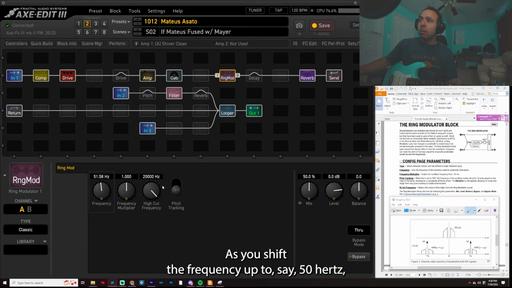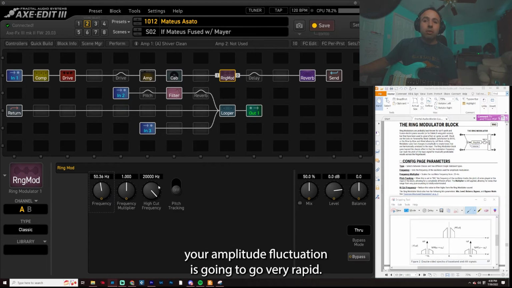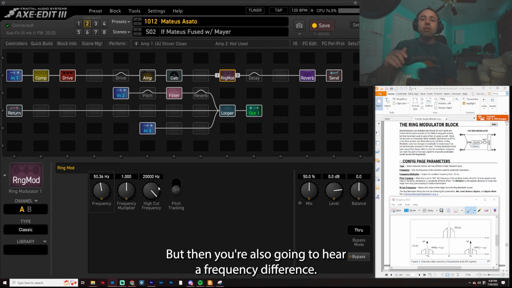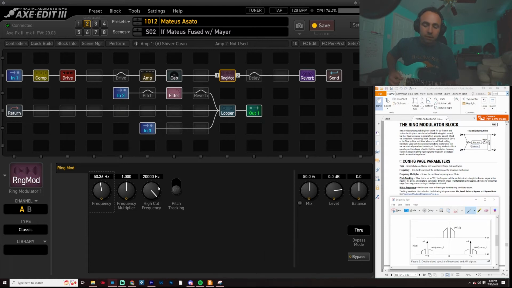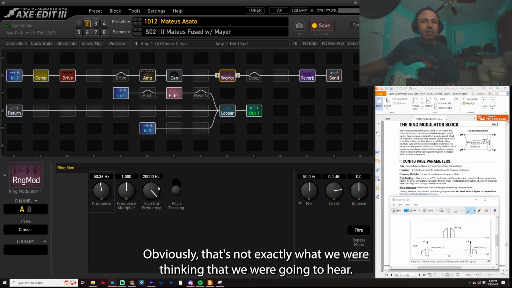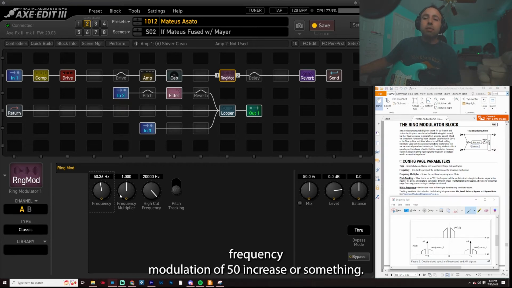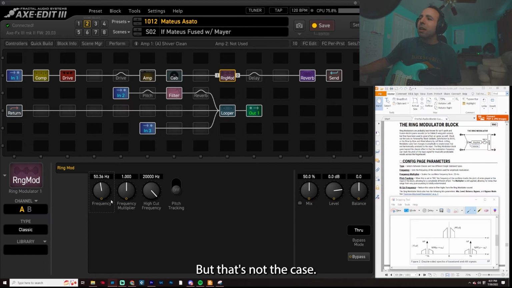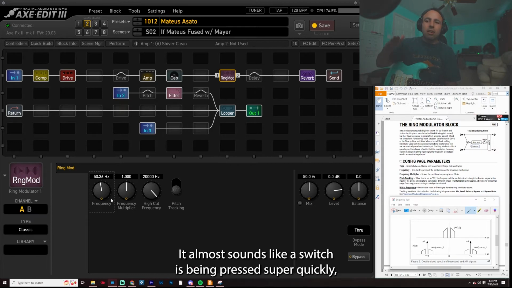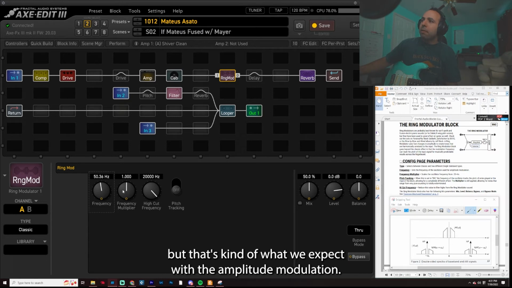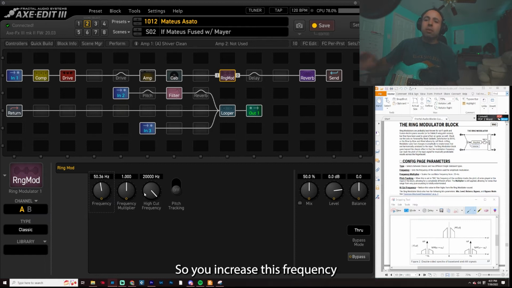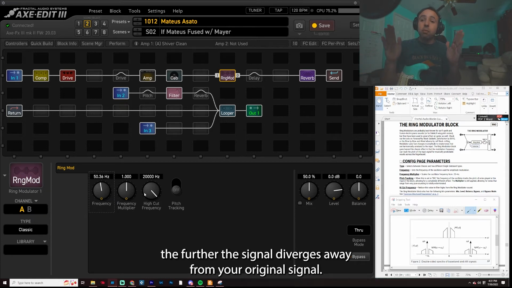As you shift the frequency up to say 50 hertz, your amplitude fluctuation is going to go very rapid, so you're not going to really tell the difference, but then you're also going to hear a frequency difference. Obviously, that's not exactly what we were thinking we were going to hear, right? You're thinking, oh, 50 hertz, you're going to hear some sort of frequency modulation of 50 increase or something. But that's not the case. It almost sounds like a switch is being pressed super quickly. But that's kind of what we expect with amplitude modulation. So you increase this frequency, the further the signal diverges away from your original signal.